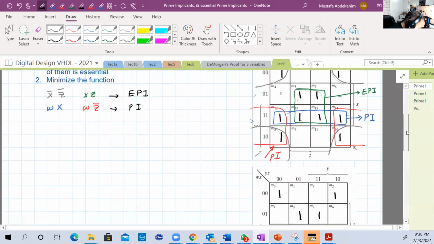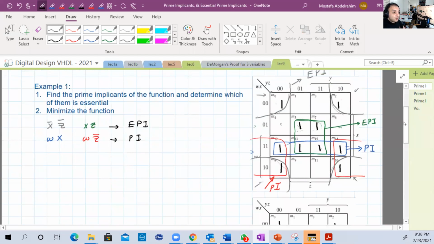Now we want to find the minimum expression for our function f. The rule says that all the ones should be contained in f. You remember, guys, when we were doing the Karnaugh map, once we group all the ones in the map, we start minimizing and finding the expressions.